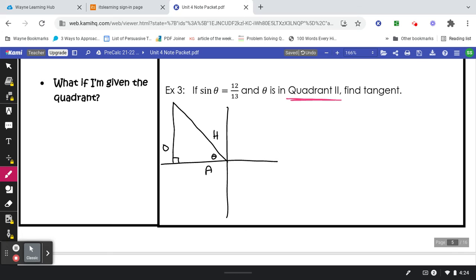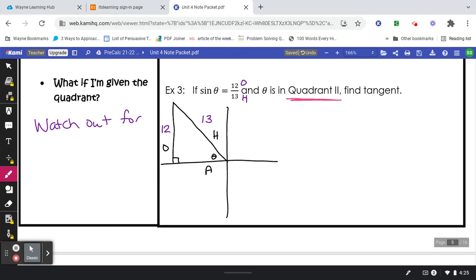All right, and then we're going to put the numbers on for sine. Sine is O over H. That tells me that the 12 is the O, the H is the 13. Now be careful here because we have to check for the O and the A to make sure there's no invisible negatives. So let's make a little note.